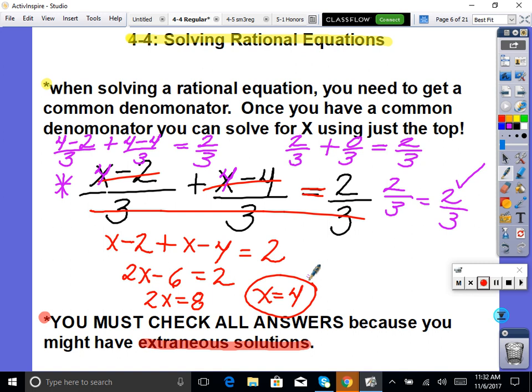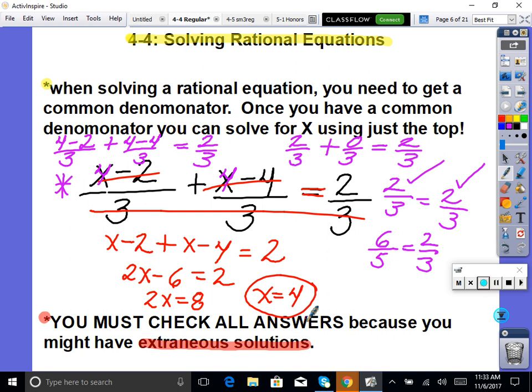Now, if we were to check 4, let's pretend we checked 4, everybody. Let's say we plugged in 4, and our equation came out to be a not true statement. Well, it was a true statement. Let's pretend it didn't. Let's say it came out to be 6/5 equals 2/3. That's not true, correct? Then we would have to throw out the solution. We would cross it out, and that's called an extraneous solution.